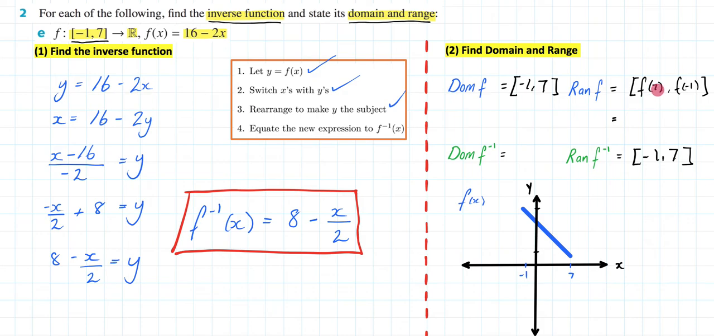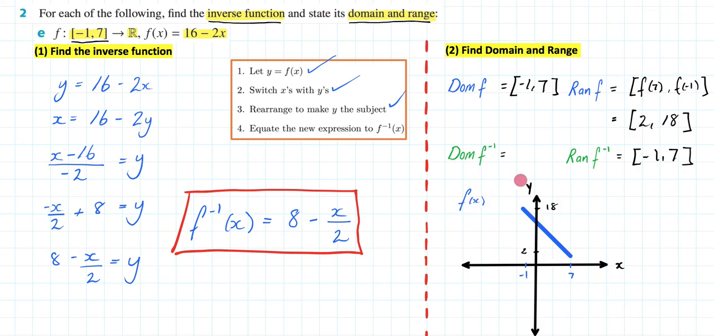And now all I have to do is put 7 into this. So 16 minus 2 times 7. 2 times 7 is 14. 16 minus 14 is 2. And then to find it when x is negative 1, I'm going to put negative 1 in here. So 16 minus 2 times negative 1. Negative 2 times negative 1 is plus 2. 16 plus 2 is 18. So this spot right here will be 2, and this will be 18.